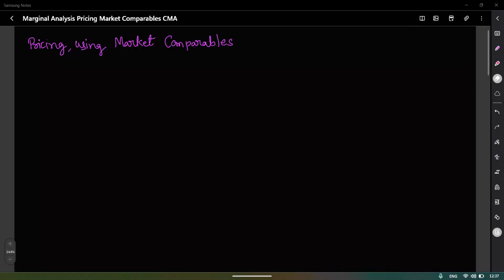So marginal analysis pricing, market comparables. Pricing of the product using market comparables or competitive pricing. This is competitive pricing, because market comparables means we are offering a product and the same or similar product is offered by the market competitors.